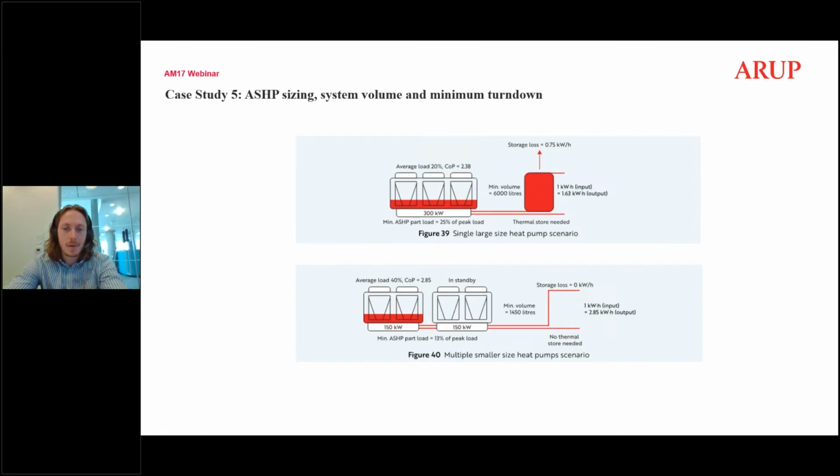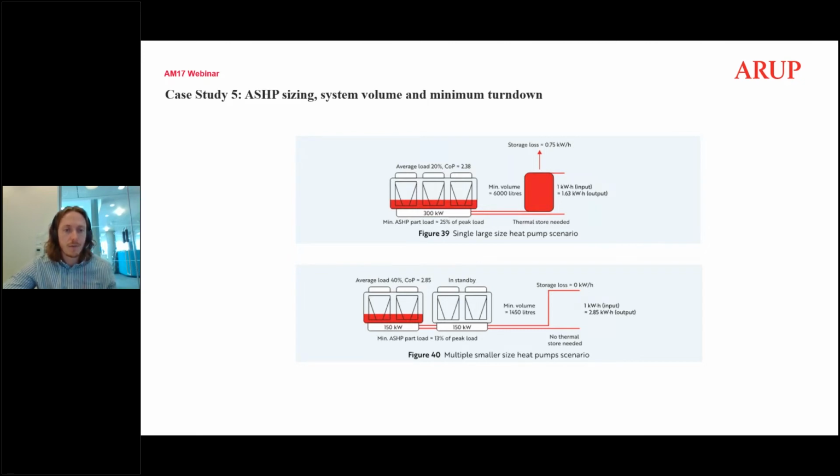It's an example of splitting one larger air source heat pump into two smaller units to improve the efficiency at part load. Doing so also had, in this instance, the added benefit of removing the thermal store and therefore its associated losses from the system. So in this case study, operating a large air to water heat pump at part load for most of the year was not the most efficient solution.